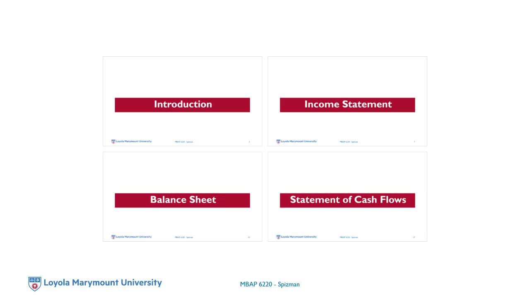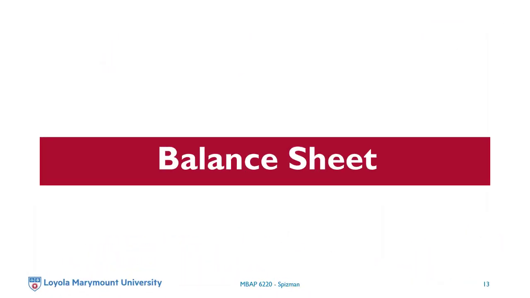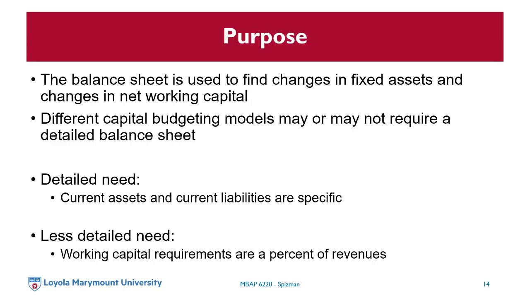So our next topic is going to be the balance sheet, and I want to first focus on the purpose. We're using the balance sheet to find changes in fixed assets and changes in net working capital. The different capital budgeting models that we are going to use may or may not require a detailed balance sheet. So, for example, more detail would be needed if current assets and current liabilities are specific.